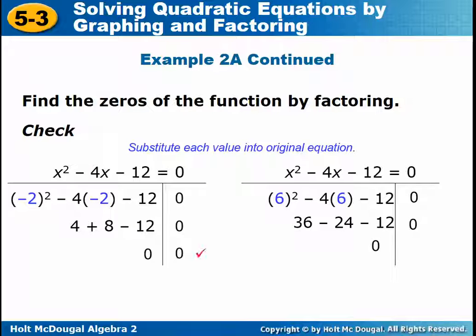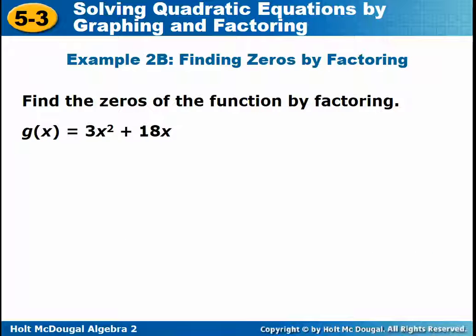So you take your negative 2 and replace it into the equation, and that works, and put your 6 back in and make sure you get 0. You can also check them by graphing.